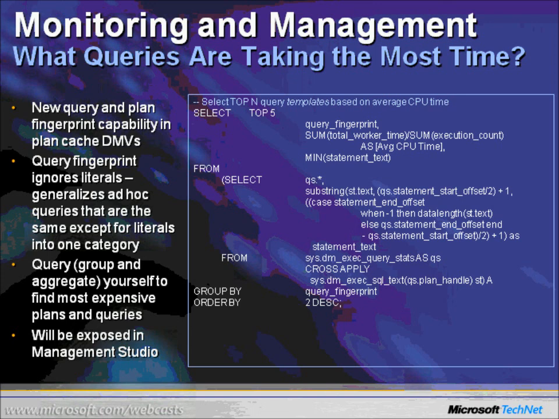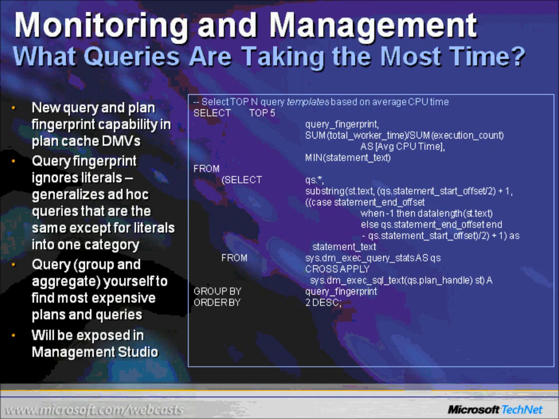A query fingerprint is, however, general in that it's not dependent on the literals that appear in the query. Suppose you have the same ad hoc query with exactly the same structure, and you have two different versions of it with different sets of literals, like different numbers, character strings, or dates. Those two queries would both have the same query fingerprint. There's also a query plan fingerprint, which groups together all queries that have the same query plan.